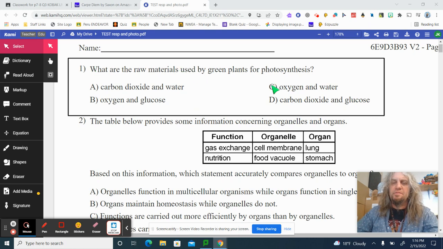What are the raw materials used by green plants for photosynthesis? A. Carbon dioxide and water. B. Oxygen and glucose. C. Oxygen and water. D. Carbon dioxide and glucose.